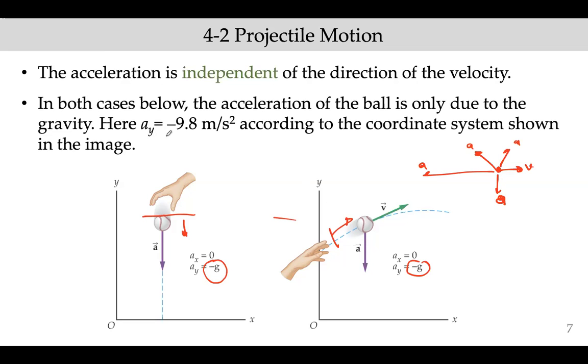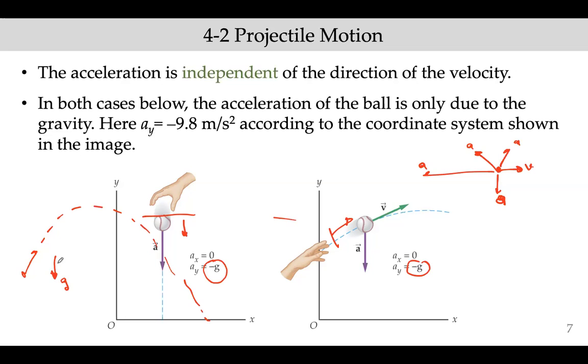So here, acceleration in the y direction is negative 9.8 meters per second squared, according to the coordinate system shown in the image. The point here is, if you throw anything, let's say it starts from here, it goes up and follows this path and falls down here. During this motion, all the time, there is only one acceleration, which is in the down direction, and that acceleration is the acceleration of gravity.